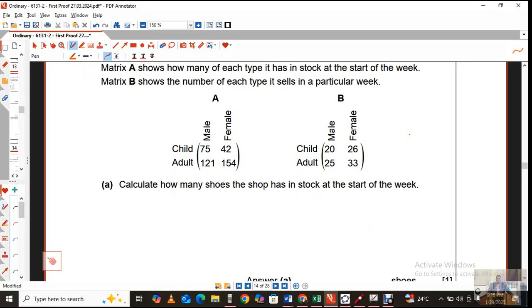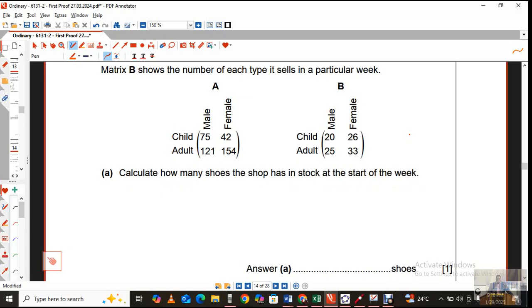Now this is very straightforward. At the start of the week, this is the matrix, the number of shoes there. That means you just add everything. We are not giving our answer as a matrix or anything of that nature. We just want to know how many shoes are there. There were 75 male child plus 42 female child plus 121 male adults plus 154 female adults. These are the number of shoes that are there. Adding them together gives you 392.